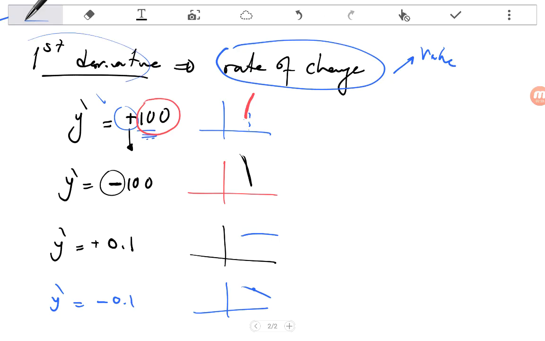What is the meaning of the derivative? It is the rate of change, the speed of change. It has a value and it has a sign. The value represents the rate itself, the speed of change itself, and the sign represents somehow the direction of the change, whether it is increasing or decreasing. So this is the first derivative.